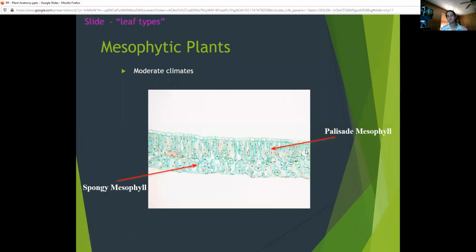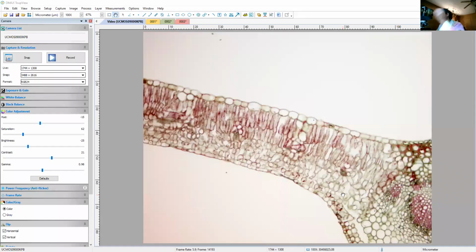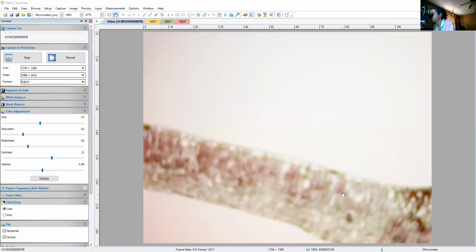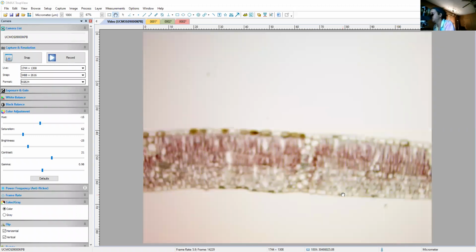So your leaves are going to look a little bit different based on where the plant is growing. In a regular, normal, standard issue plant, we're going to call it a mesophytic plant, and it's going to be outfitted for moderate climates. So it doesn't have anything too fancy going on. Quite honestly, that plant that we were just looking at is a great example of one of our typical mesophytic plants.